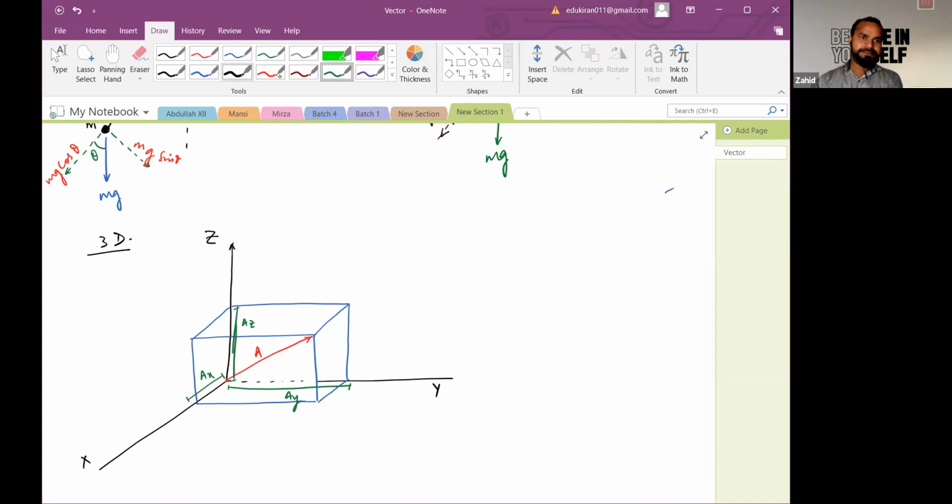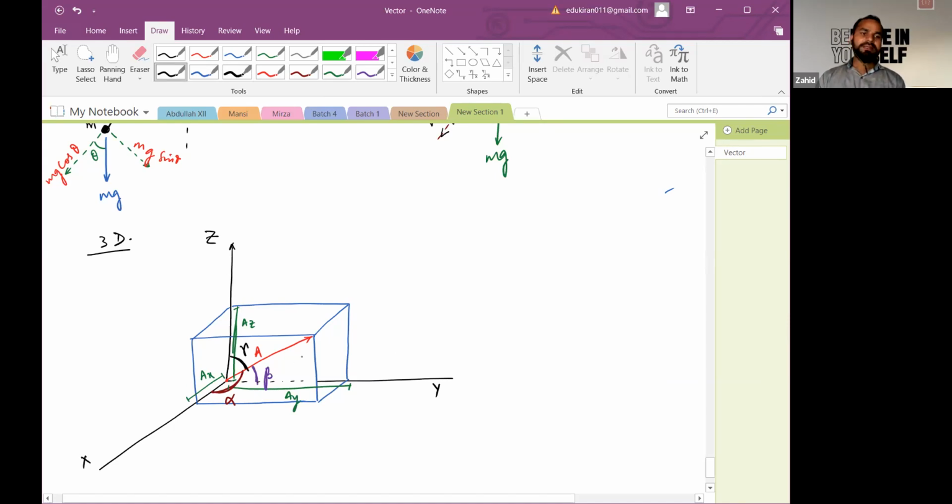Now suppose the inclination of this A with respect to the x-axis will be alpha. The inclination of this vector with respect to y is beta, and similarly the inclination of this vector with respect to the z-axis is gamma.